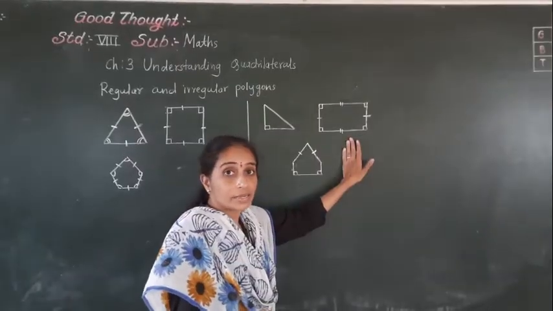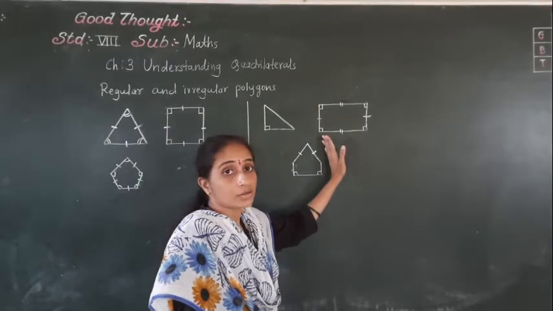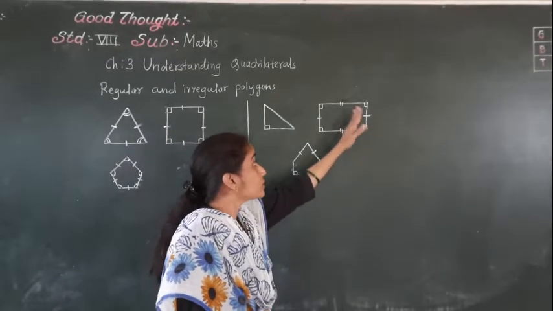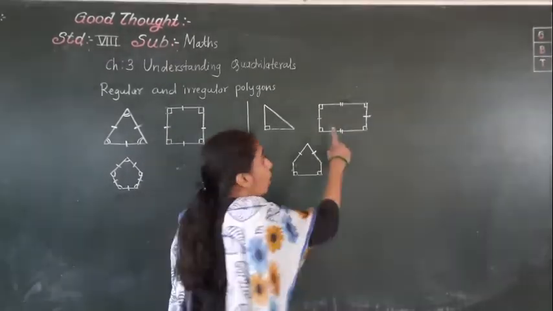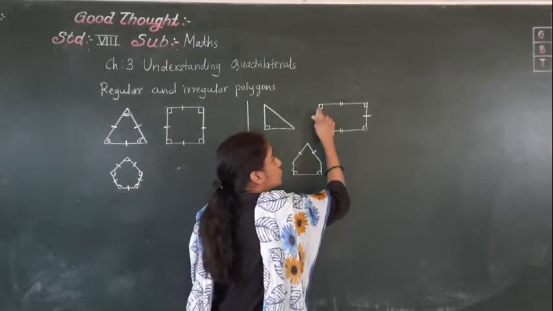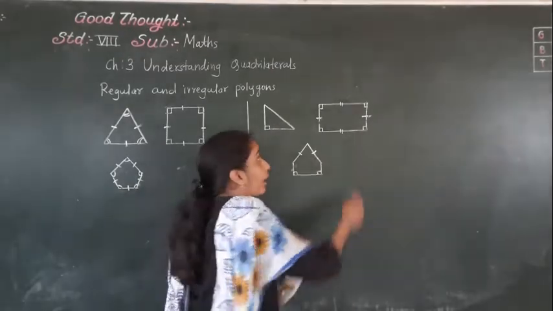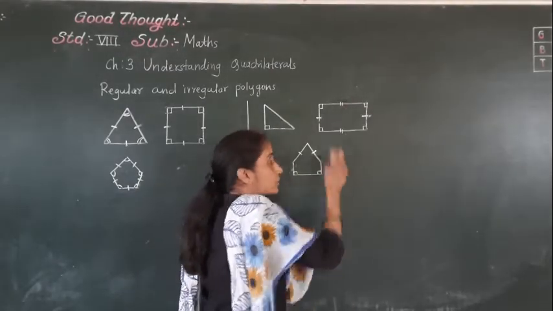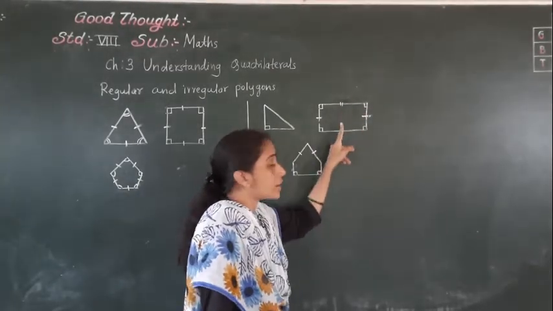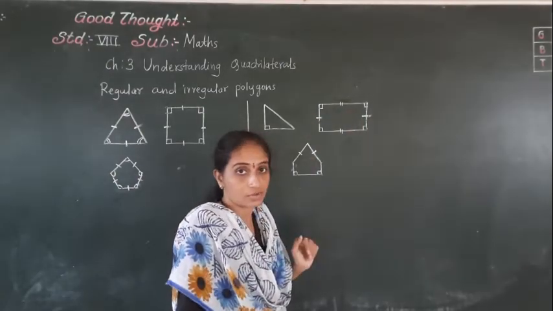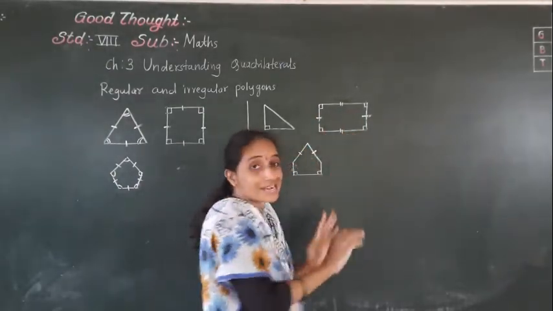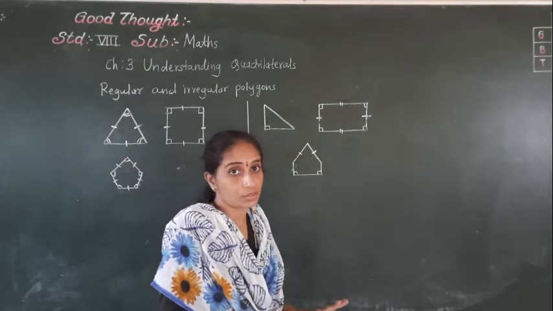Now in the rectangle, all angles are equal, but are all sides equal? No, opposite sides are equal. See, these sides are shown with a single line, and these sides are shown with a double line. It means these two sides are equal, and these two sides are equal. So not all sides of this figure are equal.